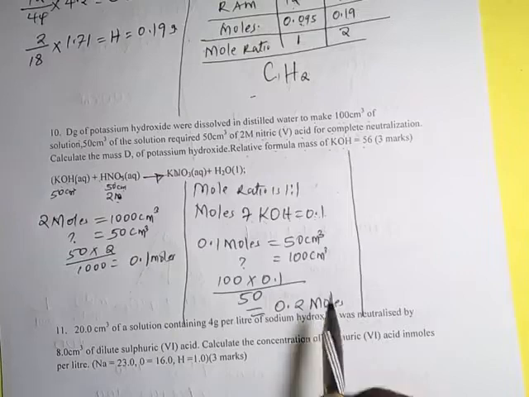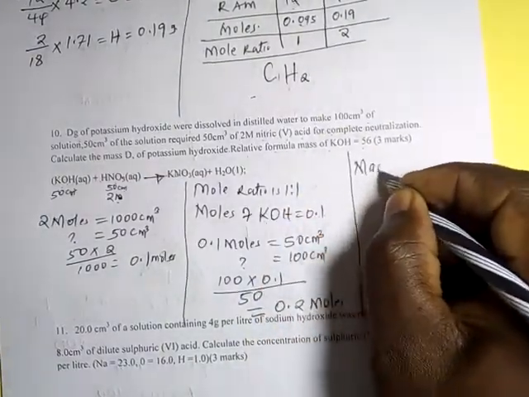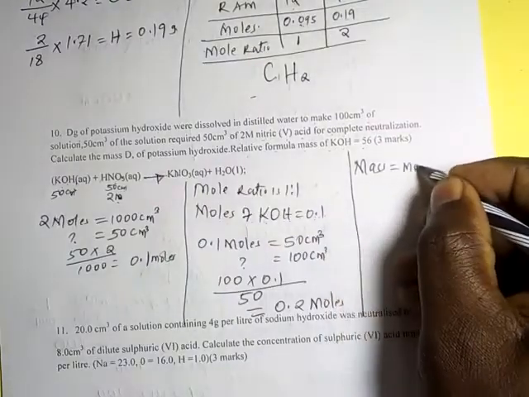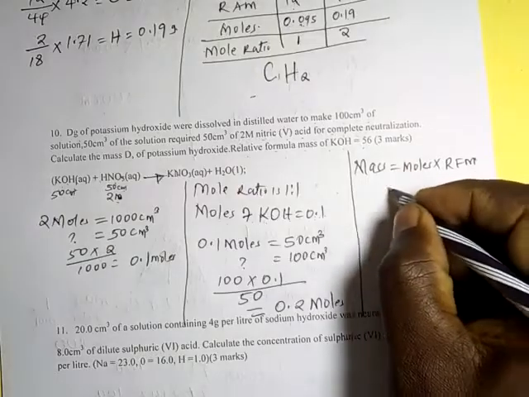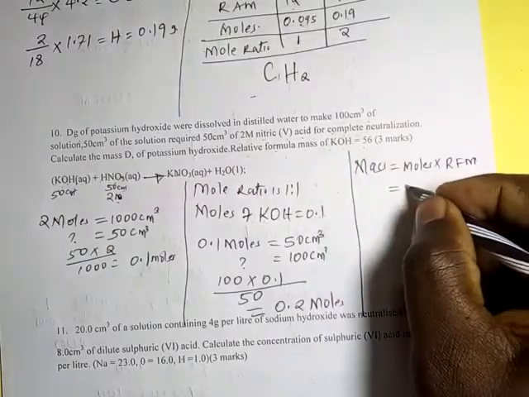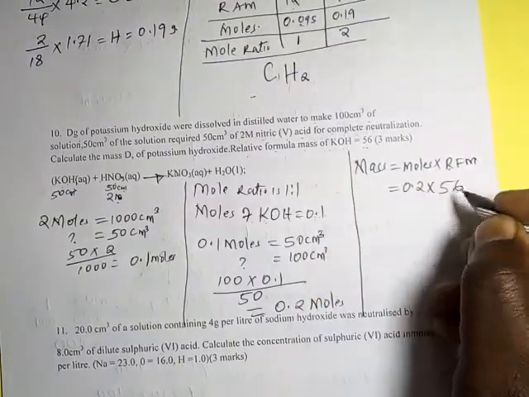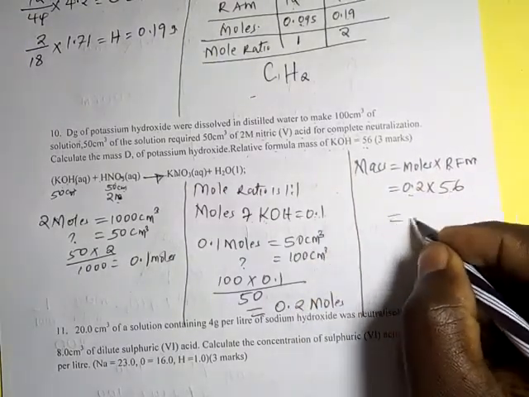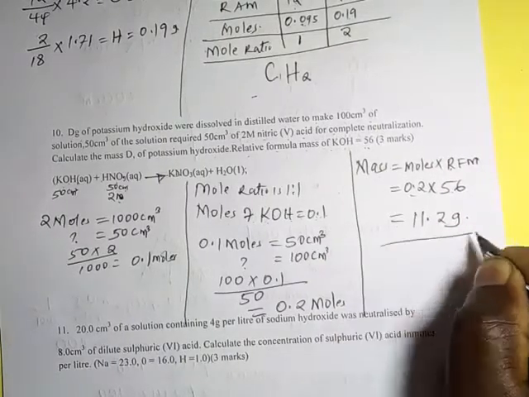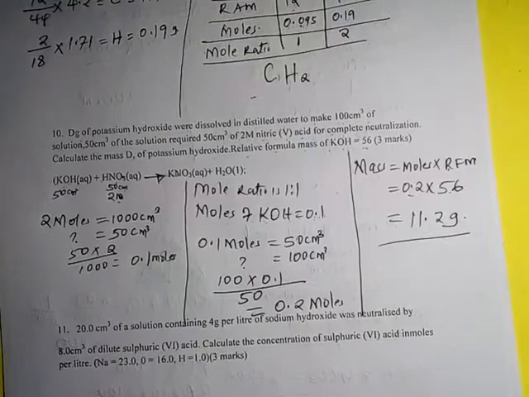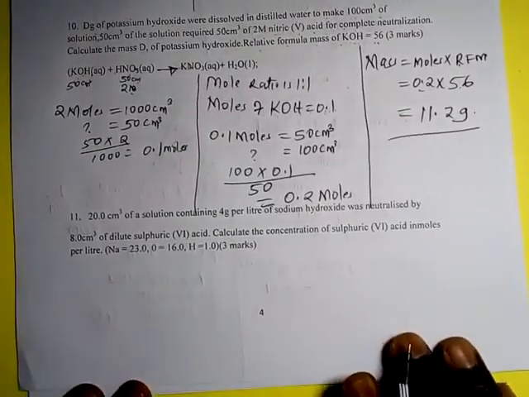Now we have the number of moles of the solution that was prepared. The next thing is to calculate the mass. How do you get mass? Mass is equal to moles times RFM. The moles of the potassium hydroxide is 0.2, and the RFM we are given is 56. So this times this will give you 1.2 grams. Next question.